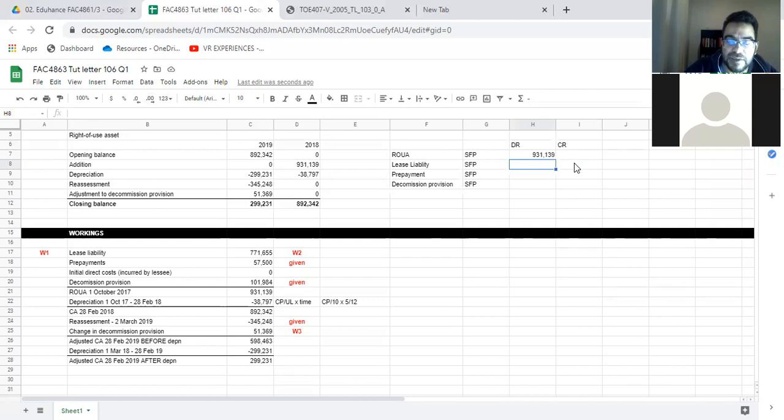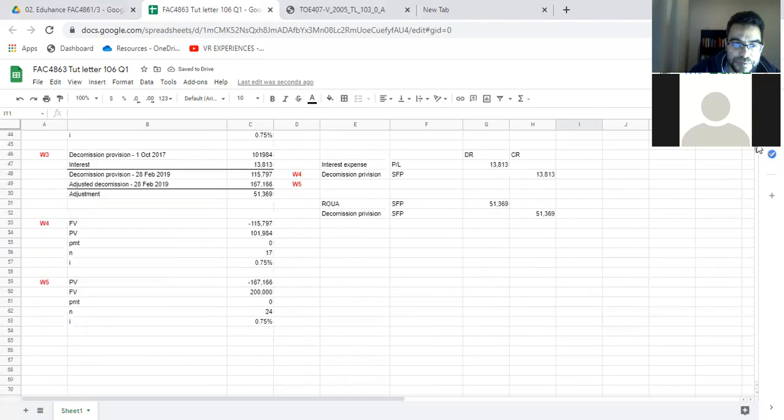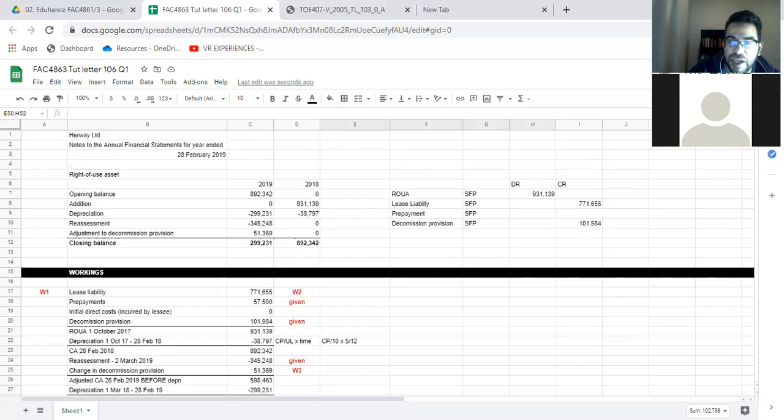It increased, we have a liability, so we have a lease liability at initial measurement, at initial recognition of 771. We have a decommissioned liability of 101,984. Okay, so that is what we dealt with over here. 101,984, recognized interest for the 17 months. And so at 28 February, we had that, but there was a change, there was an adjustment, and then we recognized that. Okay, so just be aware.